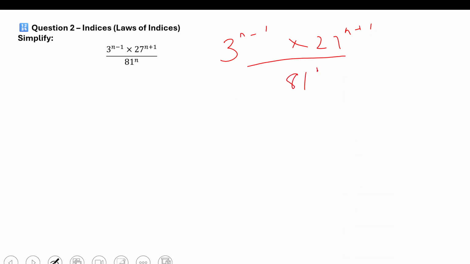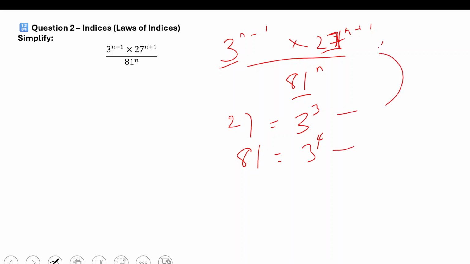Now, if you look at this, you see that 3 here and 27 here and 81 here can be expressed as the base 3 raised to whatever power returns the value. So for 27, we can say it is 3 raised to the power 3, because 3 times 3 is 9 and 9 times 3 is 27, and 81 can be expressed as 3 raised to the power 4, right? So I can introduce this and this into the expression I have here.